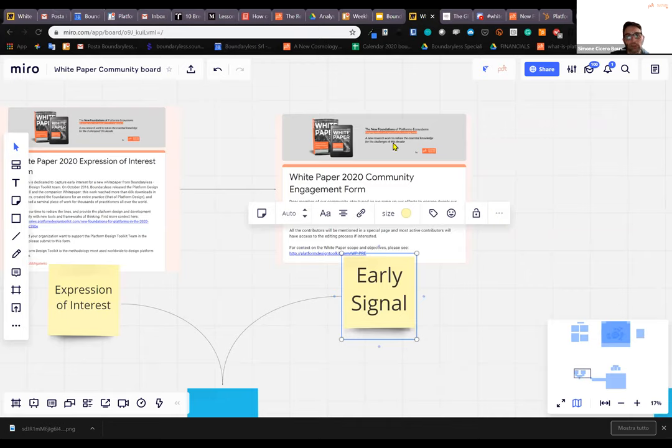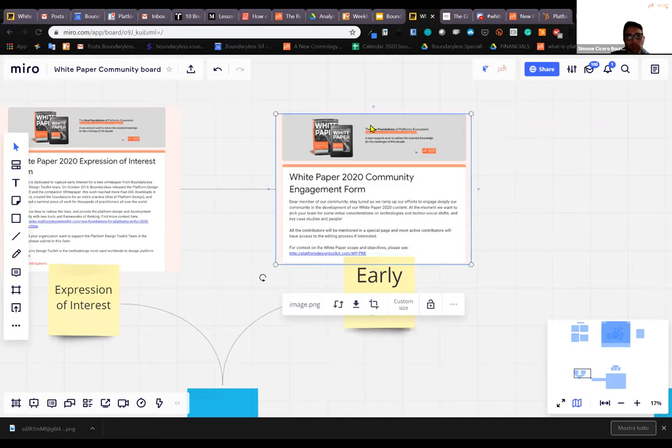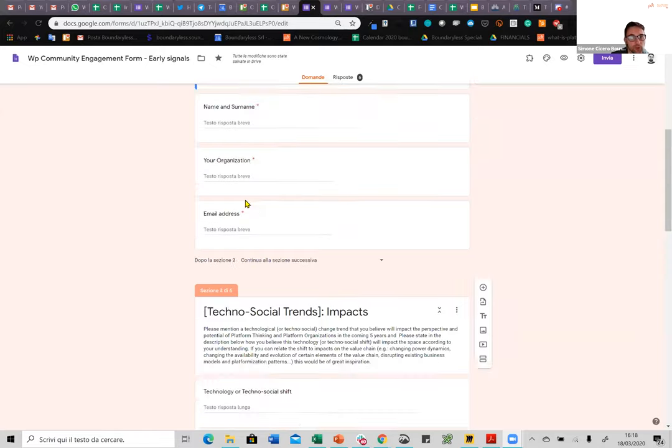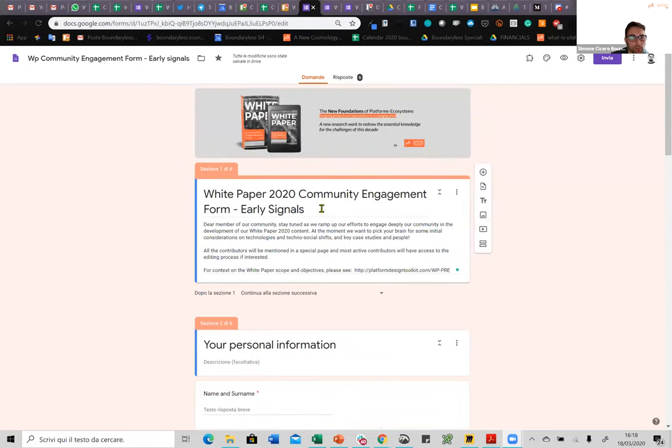Actually, this is not really up to date, but let me see if I can show you the real one. Yes, it should be here. As you can see, this is the form where you can submit your case study suggestions and some of your initial suggestions that we are factoring in this initial phase. I think my screen sharing is paused, so you can see that. This form is called the White Paper Early Signal form.